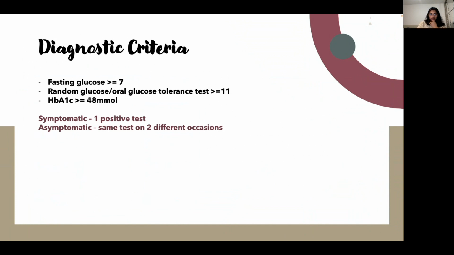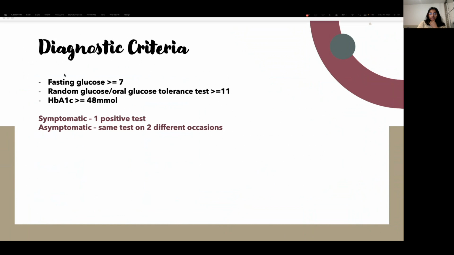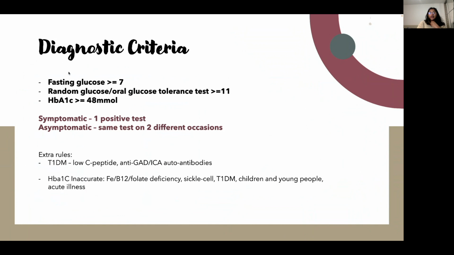So let's look at some special circumstances where you can do extra tests to support your diagnosis. So type 1 diabetes, we talked about, is that attack of your beta cells, where therefore they don't produce as much insulin.